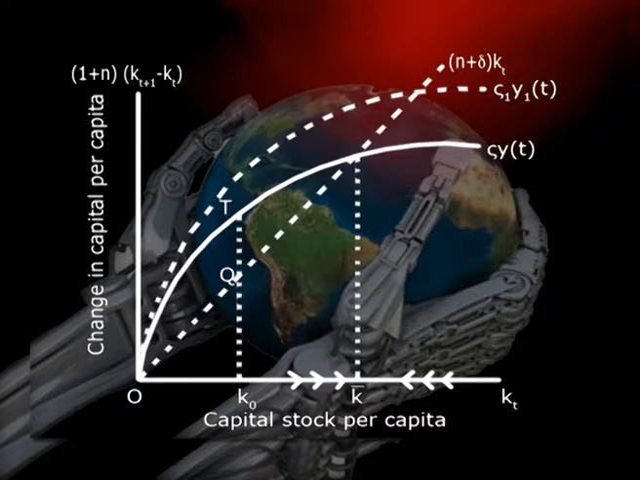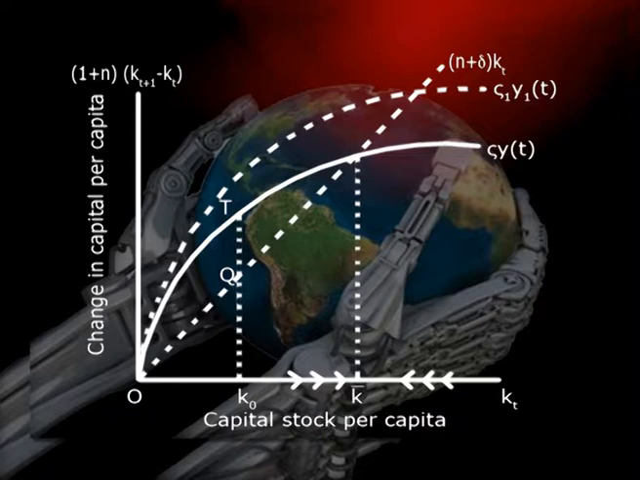Look at this graph. The straight line through the origin shows the amount of new capital required per person to keep the amount of capital per person constant. Since depreciation and increase in population both reduce the per capita availability of capital, a constant increase in capital or capital investment must take place to keep a steady state of growth.